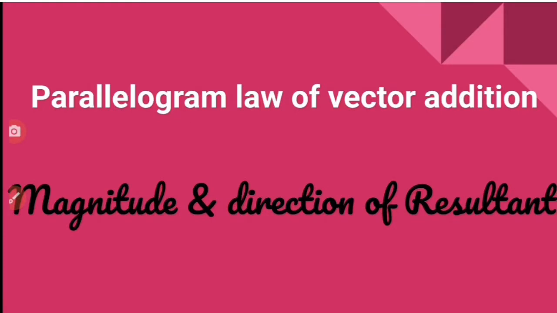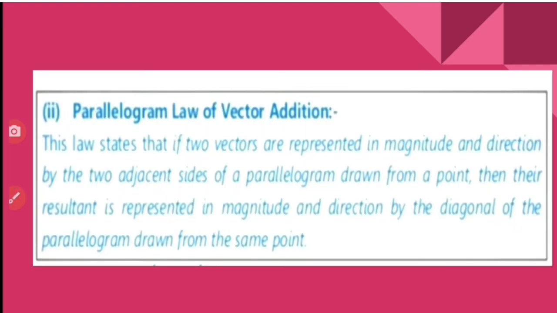Welcome to the new session in physics. Today we are discussing how to find the magnitude and direction of the resultant of two vectors by using the parallelogram law of vector addition. We have already discussed the parallelogram law of vector addition.